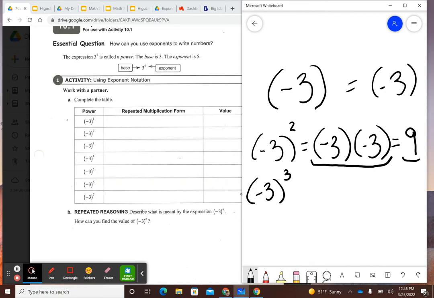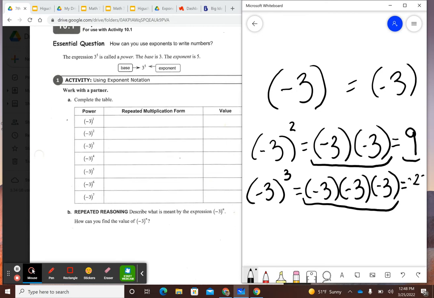-3 to the third power is going to be -3 times -3 times -3. Because I have an odd number exponent and the base is negative, my answer is definitely going to be a negative number. So this one's going to be -27. The next one has an even exponent. If you have an even exponent, which in this case is a 4, your value is going to be a positive number. Okay? If it's a negative number raised to an odd number exponent, your answer is going to be a negative number.